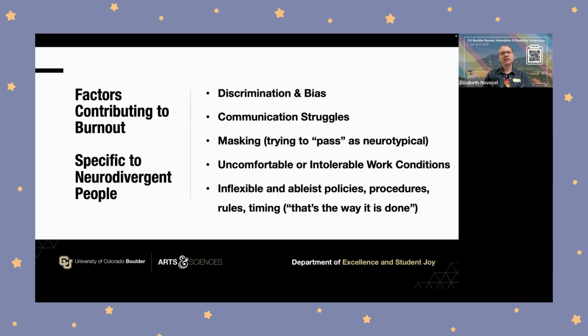Other things that could be really impactful are uncomfortable or intolerable work conditions. That can be lots of things. That can be a physical environment, which I'll talk a little bit more about in a minute. Specific things that prevent someone from being able to do their work or study or learn. And maybe most broad, kind of vague, but important are inflexible and ableist policies, procedures, rules, timing. Anytime it's, this is the way it's done, we can't alter it for you, that can be a big problem for neurodivergent people. I'll share some examples, but everyone else can at the end too.